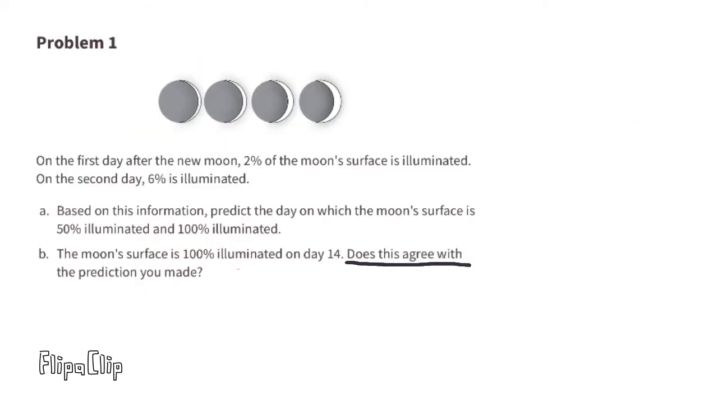B. The moon's surface is 100% illuminated on day 14. Does this agree with the prediction you made? No, it doesn't agree. The prediction I made, it was 100% illuminated around day 26.